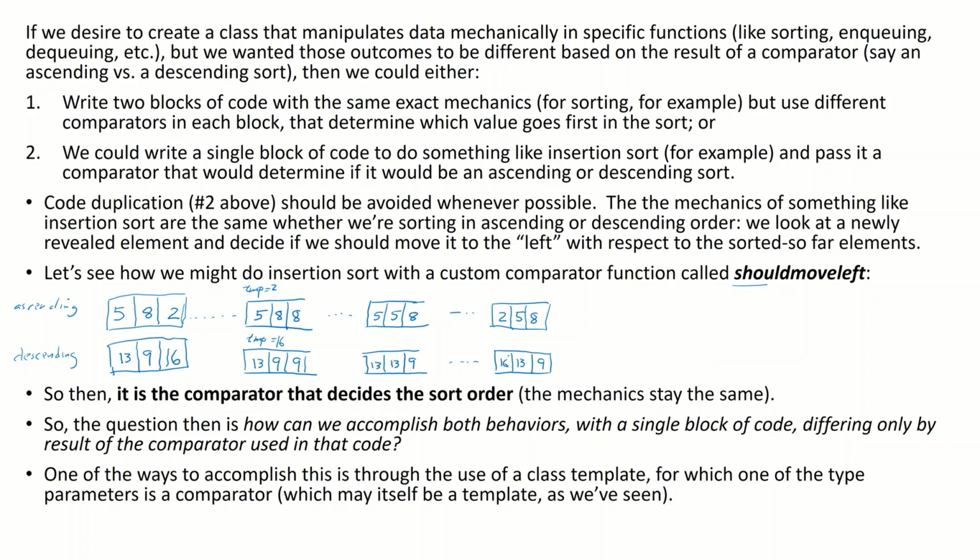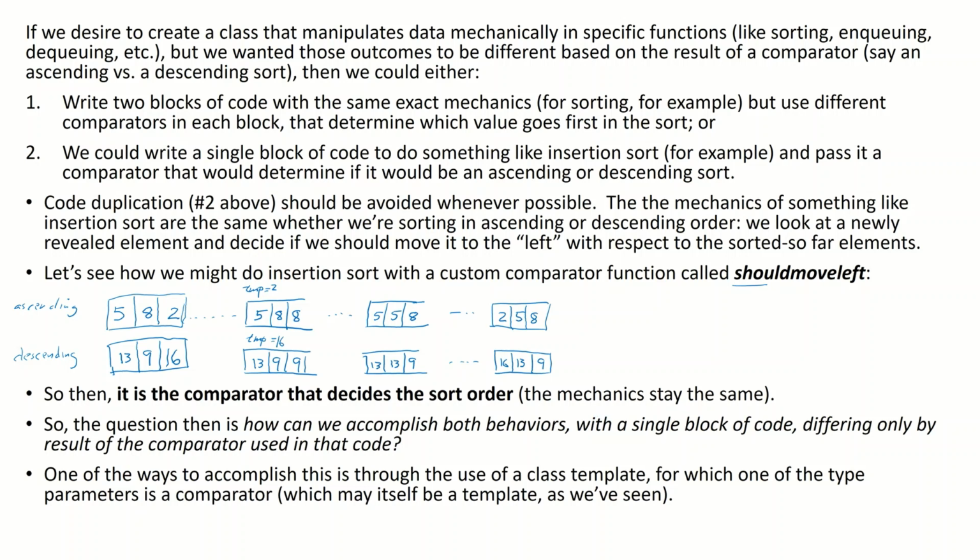It has nothing to do with me having to duplicate all of the rest of the code in insertion sort to make this happen, right? The mechanics stay the same. It's basically in a couple of locations that I may have to substitute this custom comparator function. So the question then is, how can we accomplish both behaviors with a single block of code, differing only by the comparator that they use for the various comparisons that it makes?